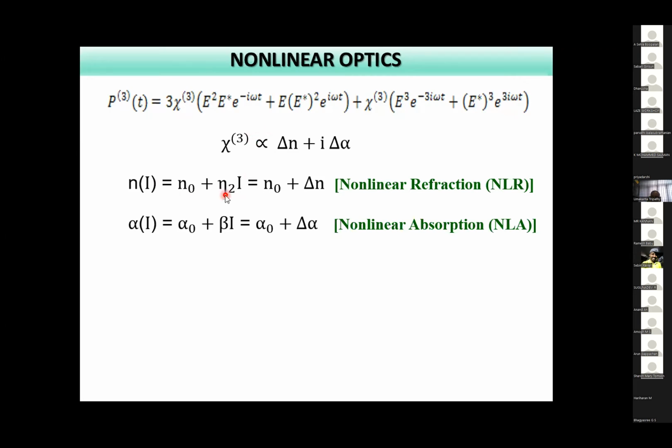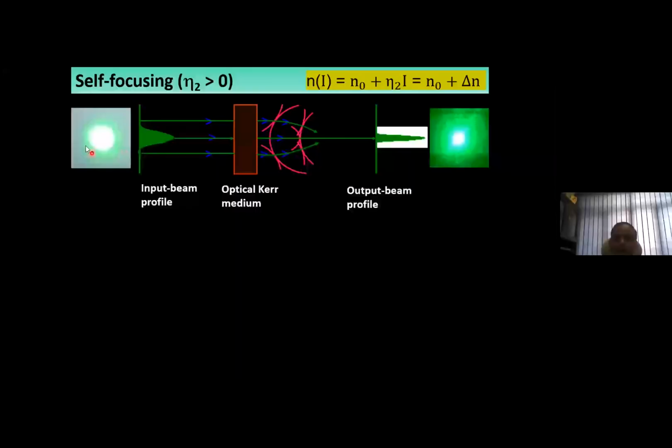And this intensity dependent term is nothing but your change in refractive index, delta n, because of the high electric field. As a result of this, the diameter of the beam changes. This is the 2D picture of a beam, a real photo of an argon laser light. It has a Gaussian profile, with high intensity at the center, and then the intensity goes down on both sides.